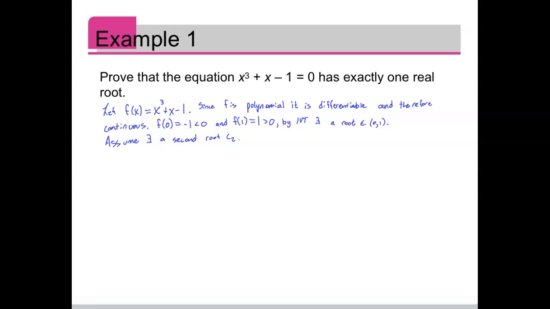Actually, sorry, let me take that a step back. Let's go ahead and assume there exist two roots, A and B. So what that means is then f of A equals 0, and so does f of B. That's the definition of a root, right? It's where the output is equal to 0.